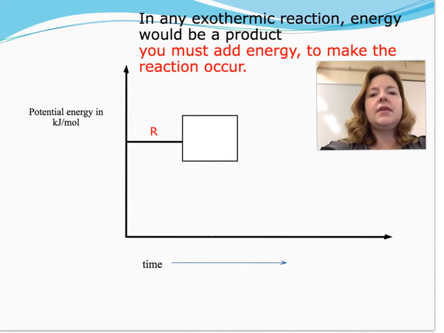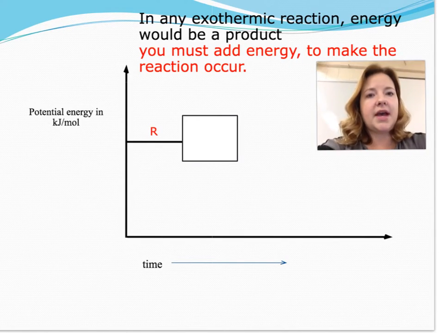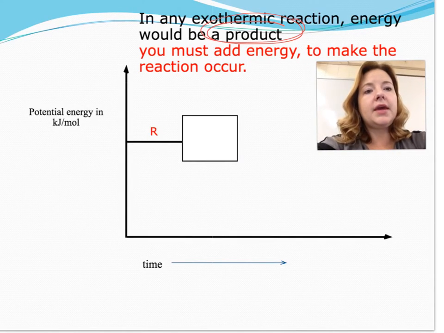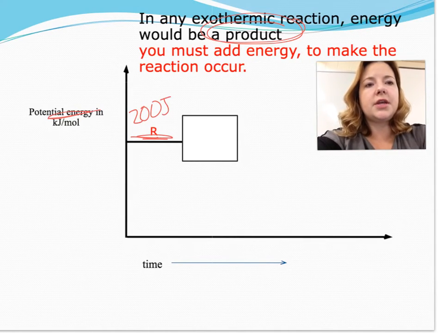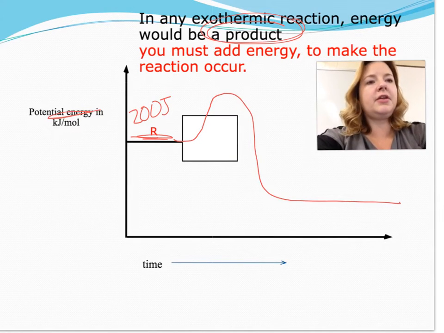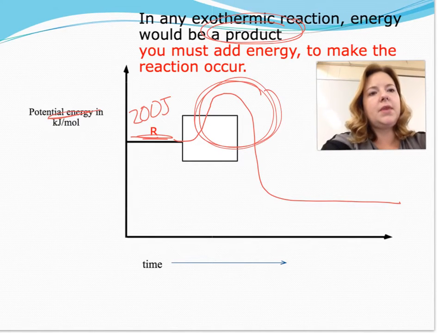So as we said at the beginning, an exothermic reaction is going to have this energy as a product, okay? Let's say that our reactants here start with 200 joules of energy. We have to add energy to get the reaction to occur, but then there's less energy available. Now this energy right here is called activation energy.